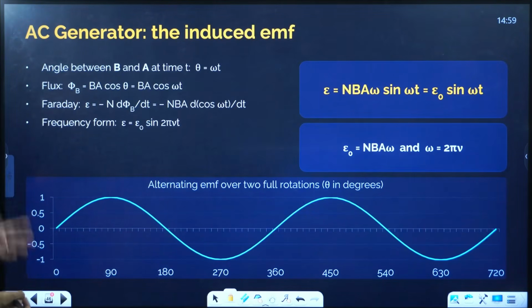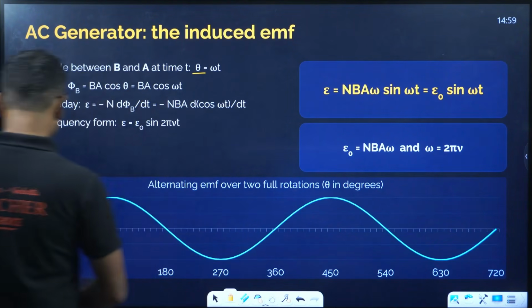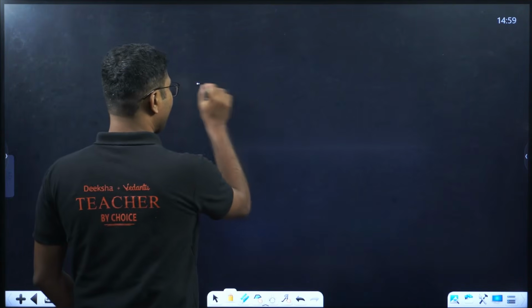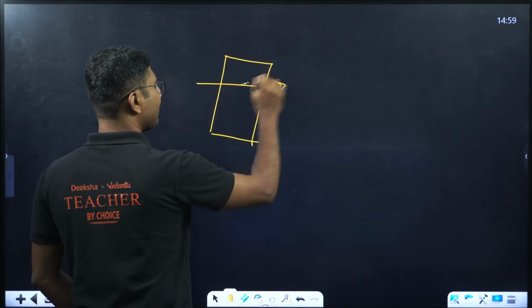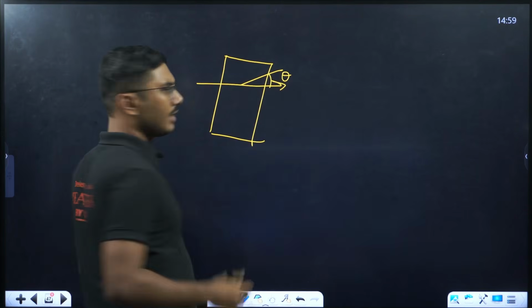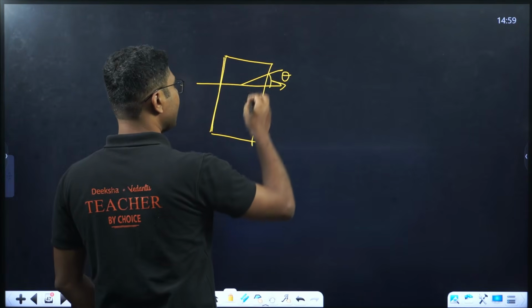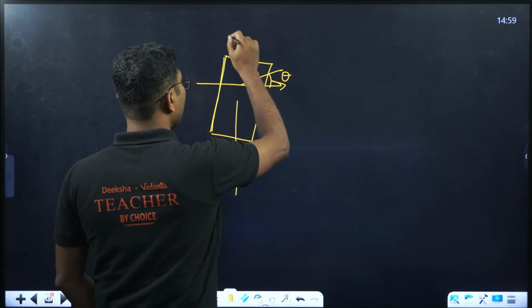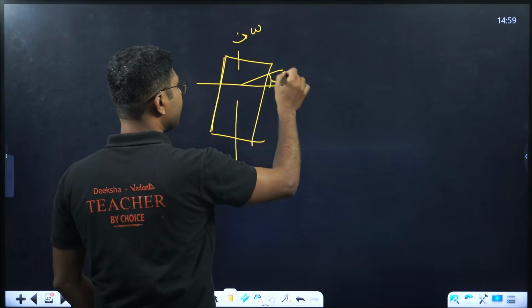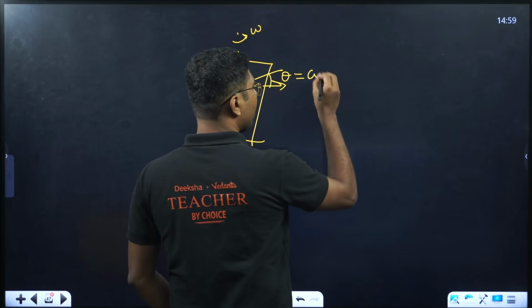Now let's see what happens at some time when the magnetic field is in this direction and the coil, the armature, is at some angle theta. Obviously it is related to the angular speed, how fast it is rotating. Say this theta is after time t. Then theta will be omega t.